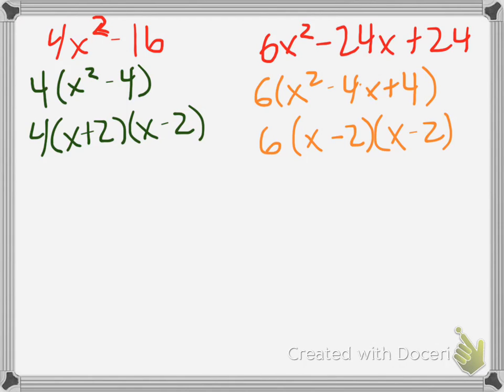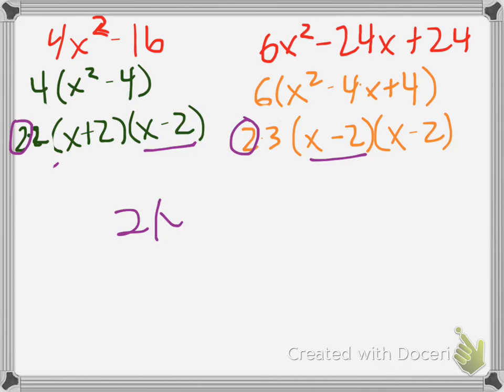So now you're going to look for any common terms that you have, and I'm going to highlight those in purple here. So we have an x minus 2 and an x minus 2, and then if we split 6 up into 2 and 3, and 4 into 2 and 2, we have a 2 in common as well. So now you have 2 and 2 and x minus 2 and x minus 2. So that is going to be the first couple things that you put down here. Okay, so that takes care of that, that, and that.